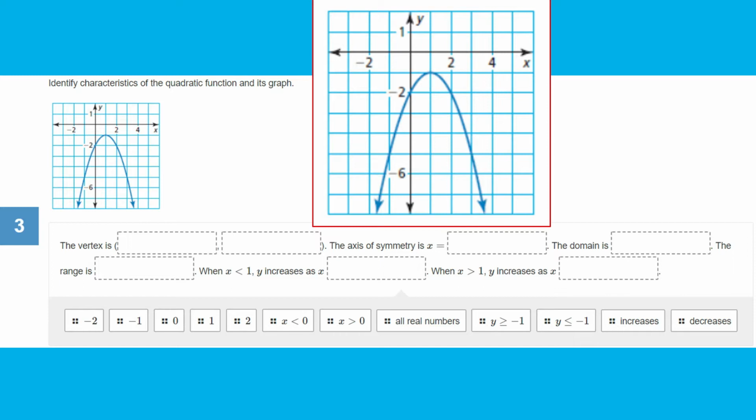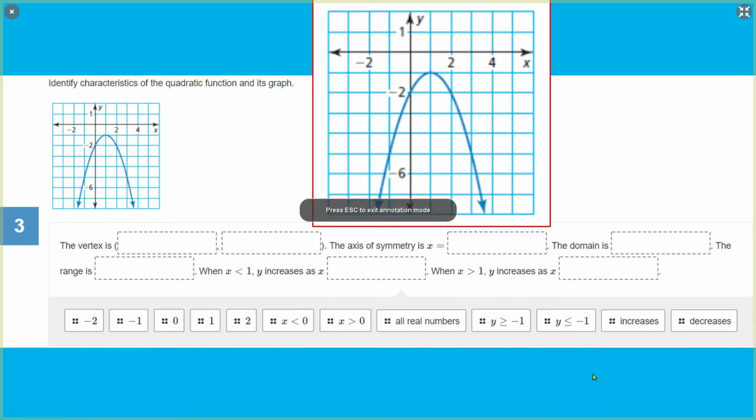This problem is about vocabulary words. The first vocabulary word that we're going to start with is the vertex. The vertex is the highest or lowest point on the parabola. Our vertex is at (1, -1). And so we would come down here and fill in 1 and -1.